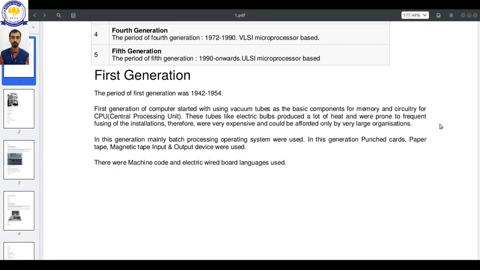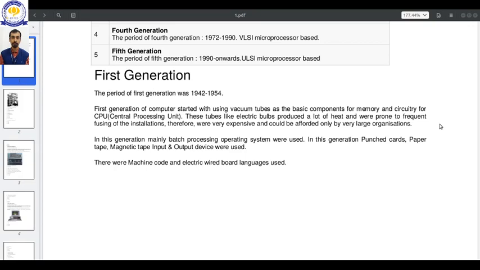In this generation, mainly batch processing operating systems were used. Punch cards, paper tape, and magnetic tape were the input and output devices used. The languages were machine code and electric wired board languages.